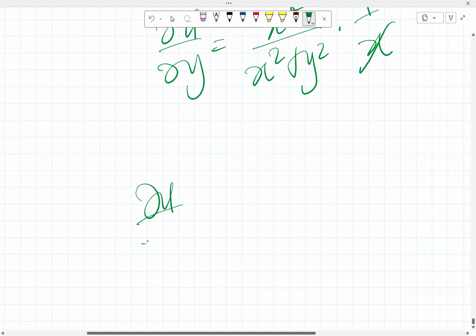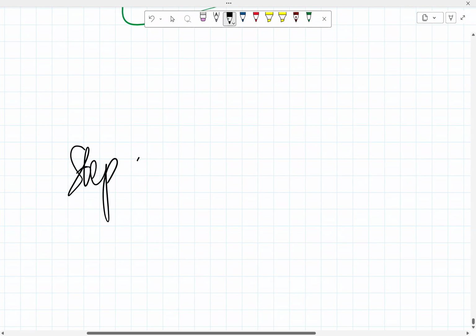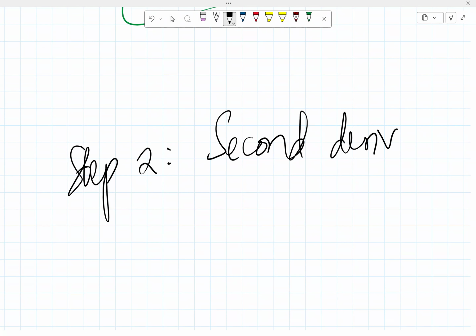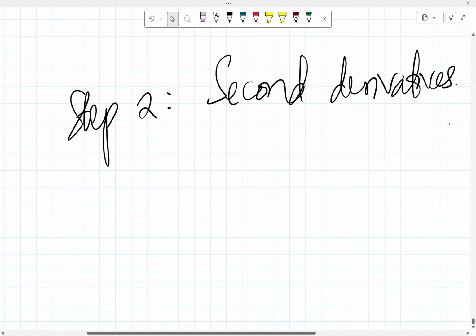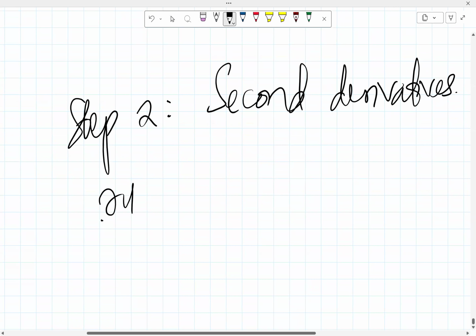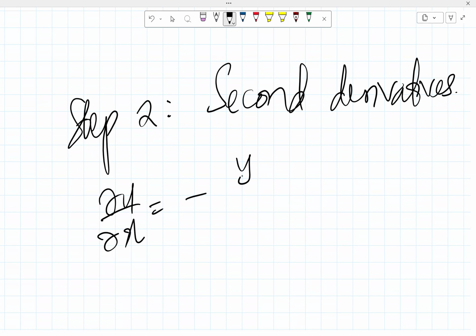So we want to prove that it's harmonic, so that means we need second derivatives. So next, step two, we get second derivatives. To get the second derivatives, what do we have? The first derivative, partial u partial x, is simply minus y over x squared plus y squared.